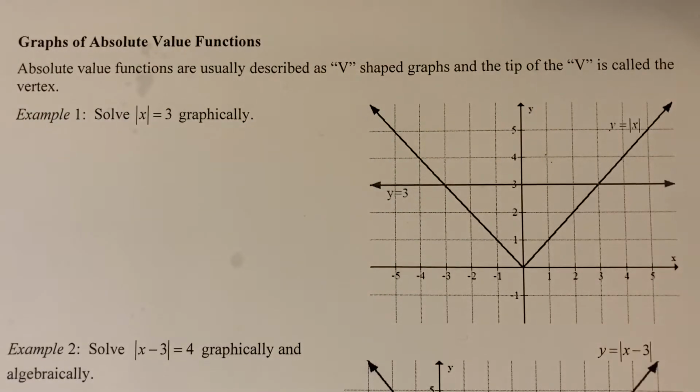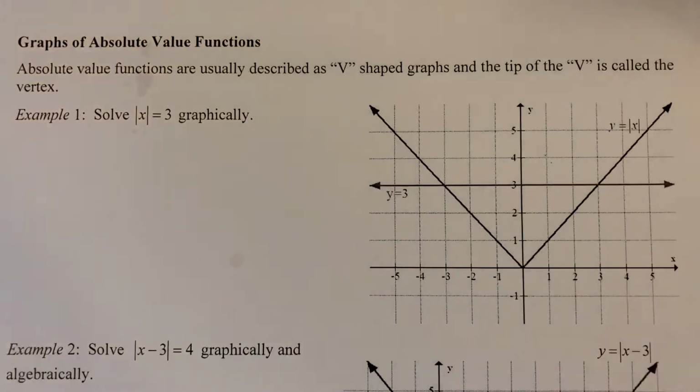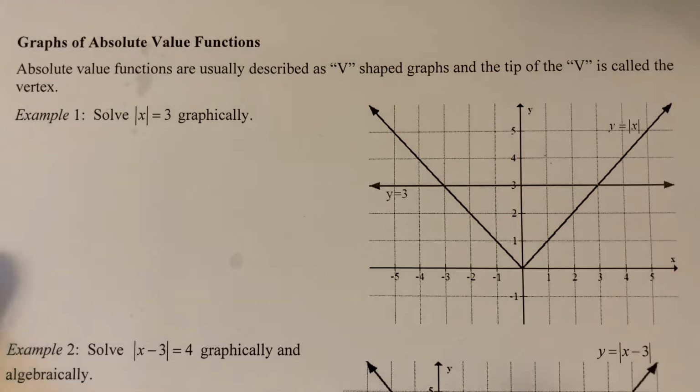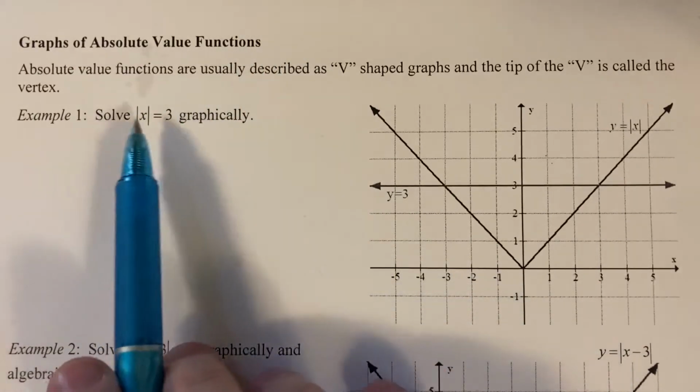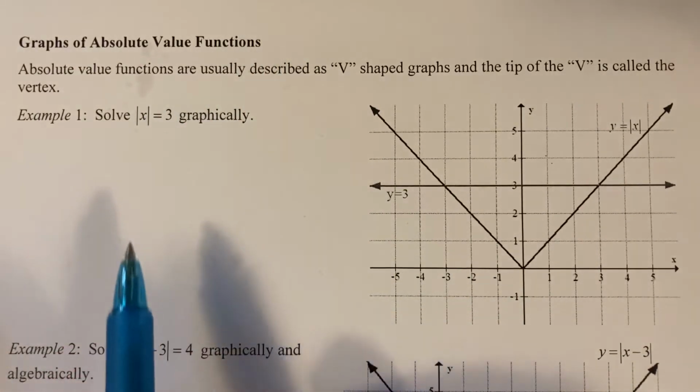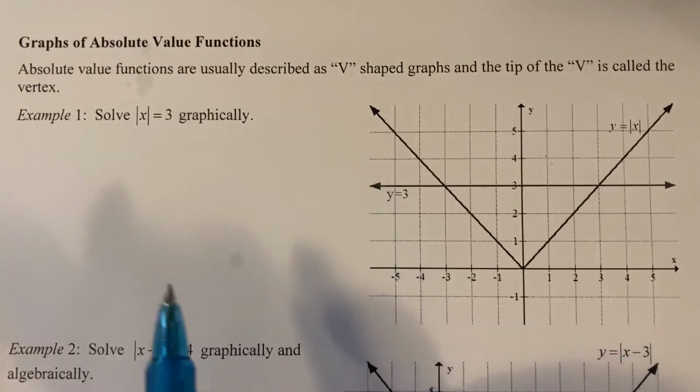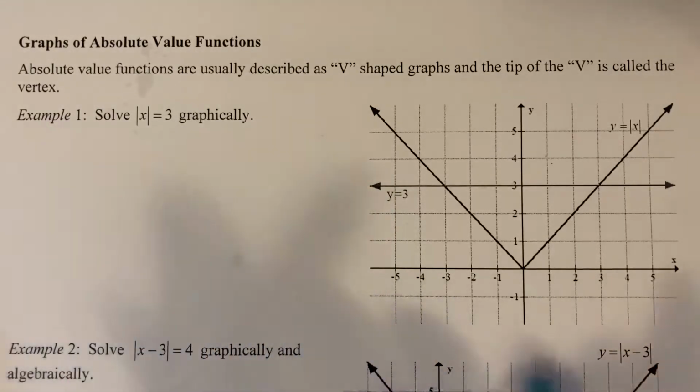Now that we've learned how to solve absolute value equations algebraically, let's look at some graphs of absolute value functions and then solve some equations graphically. The graph of an absolute value function always makes a V shape, as long as what's inside the absolute value is a linear function, meaning there's no x squareds. As soon as that happens, it gets even weirder.